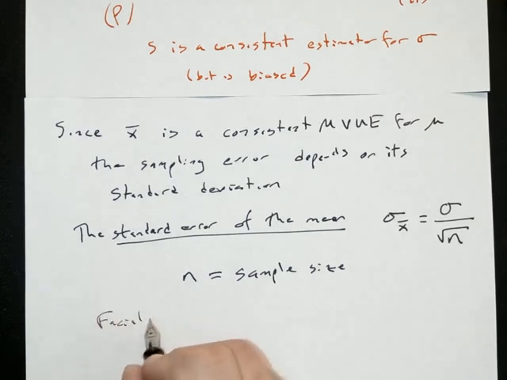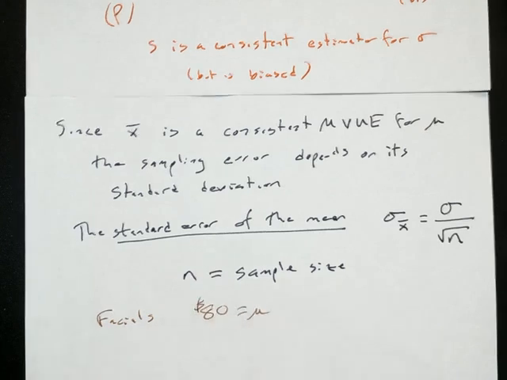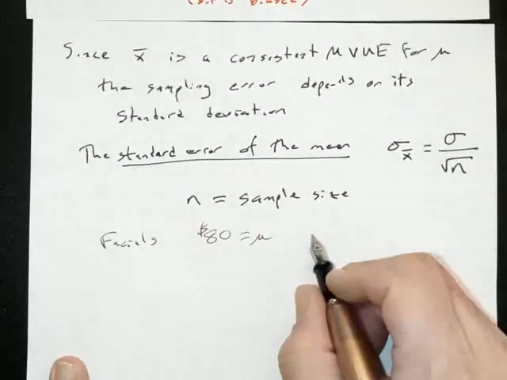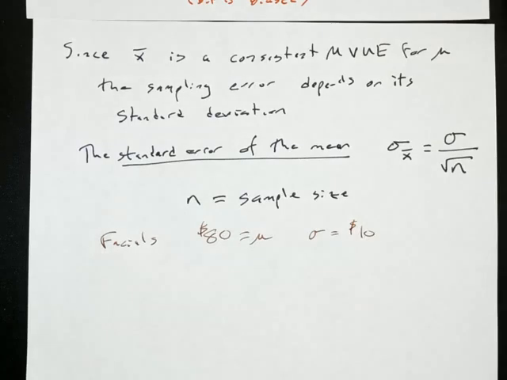Facials have an average cost of $80 and a standard deviation of $10. I go up to the salon and I ask them for today's facials. And they tell me 20 people got facials today. What's the standard error?